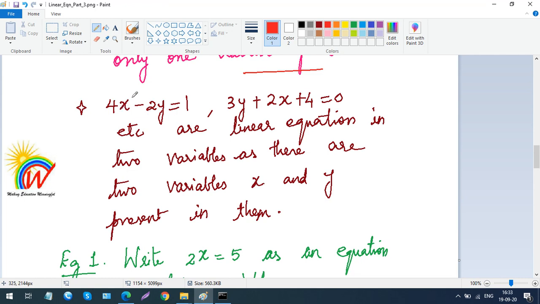Now here you see the degree is 1, because both of them have power 1, but there are two variables, x and y. So these kinds of equations are linear equations in two variables. Okay, so I can write the linear equation in two variables in any way.